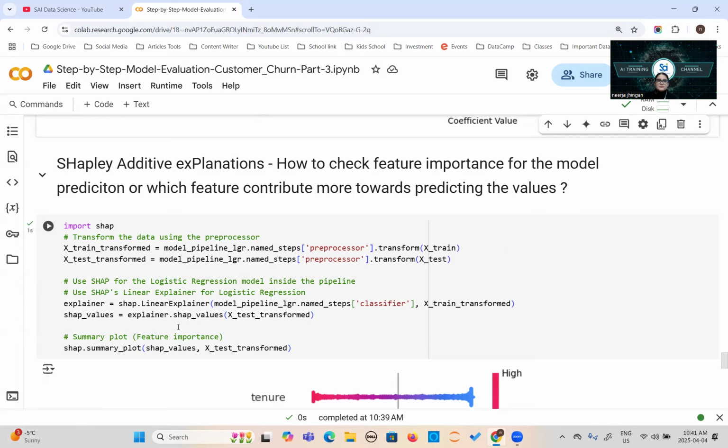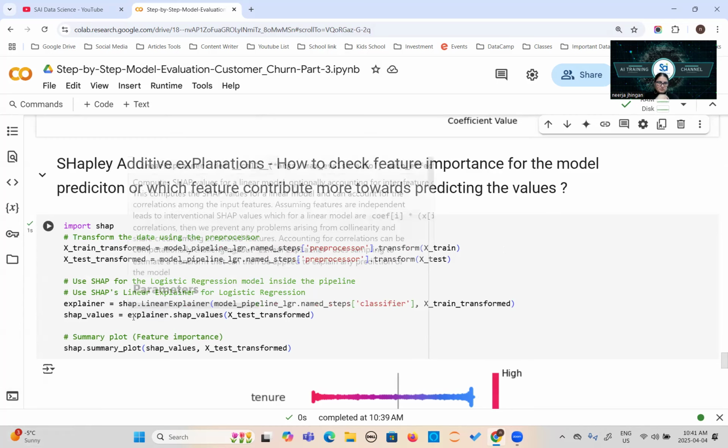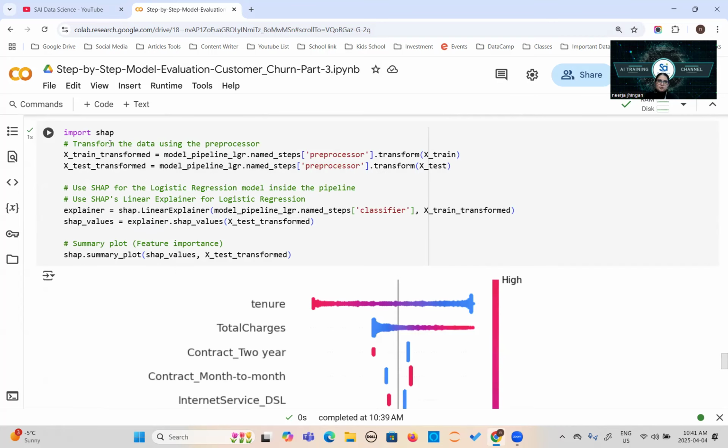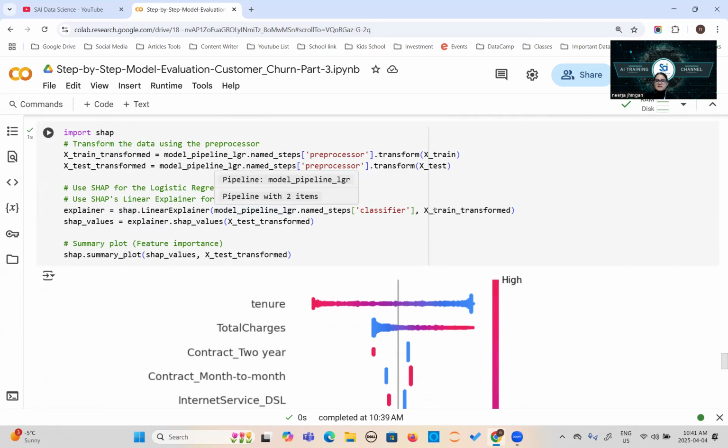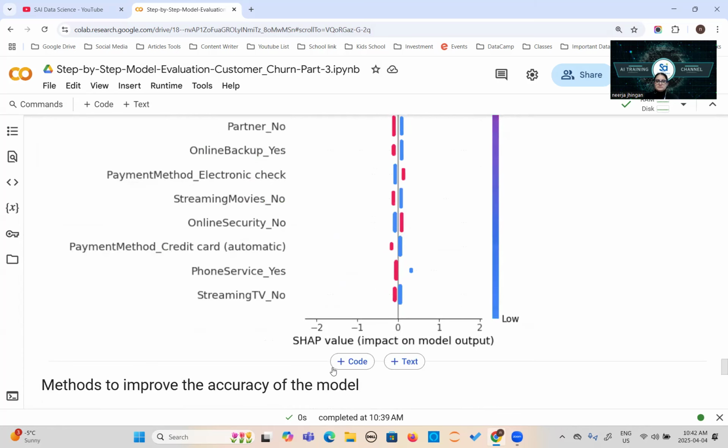Here again, I'm saying if you are using the pipeline, you need to use the transformed data, because this works based on numerical data only. So this is the explainer. You need to import the SHAP library. If it is not there, you can install it. Explainer, SHAP.LinearExplainer, model pipeline named classifier, X_train transform, then SHAP values. This is what you need to calculate. And then this is a summary plot. There are more graphs too, but I have drawn this. There is a force plot too. If you want to take a deep dive, I will share the link of the library.